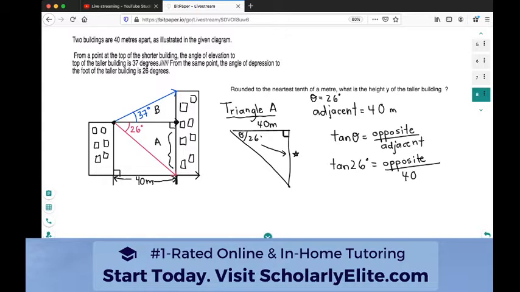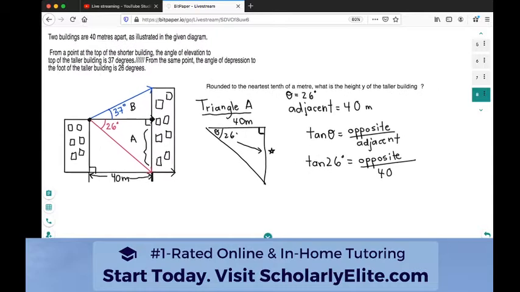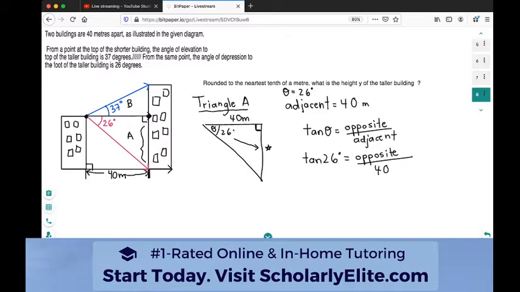Great. Well, given all of this information, what I'm going to do now is set this up in the way that your teachers are going to want you to set it up. So it's going to look like this. Tan of 26 degrees is equal to, we can call it anything we want, I'm going to call this x over 40. So we're going to solve for x.